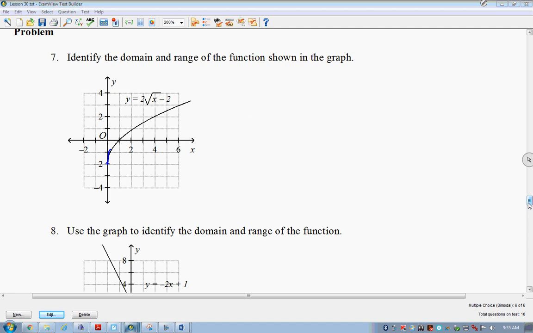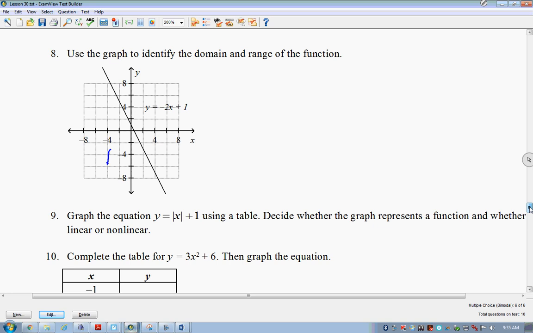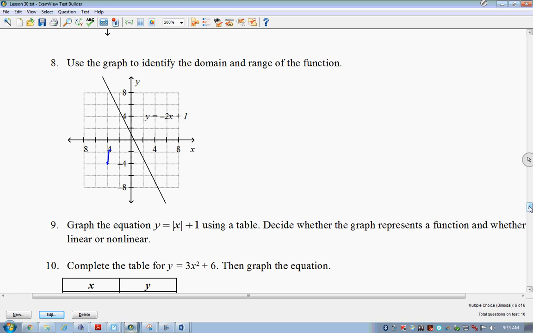Okay, let's look at number 8. Use the graph to identify the domain and range here. My domain, x values, left and right. Does it have any limitations? No, so we're going to say what? All real numbers or all real values.